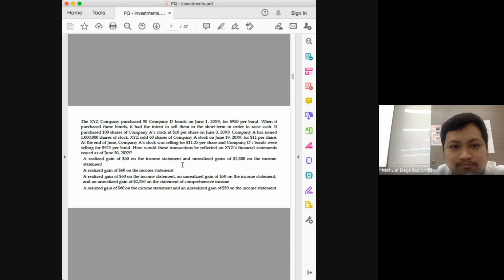Next, because this is similar to the one we solved earlier, do you think the answer is also letter A? Indeed, it is letter A. Let's try to solve for the 60. Where do we get the 60? Realized gain. If this is the same as the earlier problem, this would come from the sale of shares, correct?